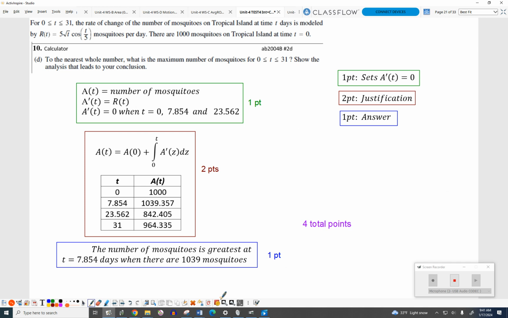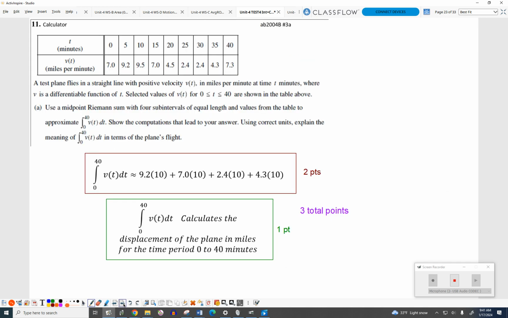So, any more time? No one's waving at me. Next one. 11. 3 points. 2 points if you have the integral and the appropriate Riemann sum numbers. 1 point if you have the right explanation. They're very strict. If you do not use the word miles, you didn't get the green point. If you didn't use the word minutes, no green point.